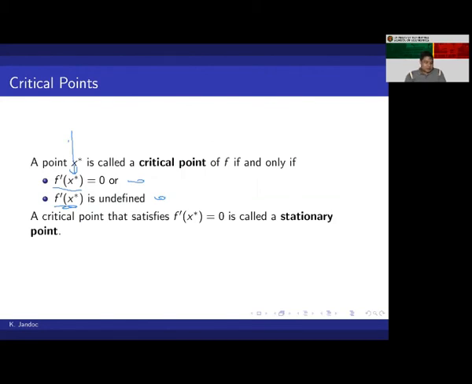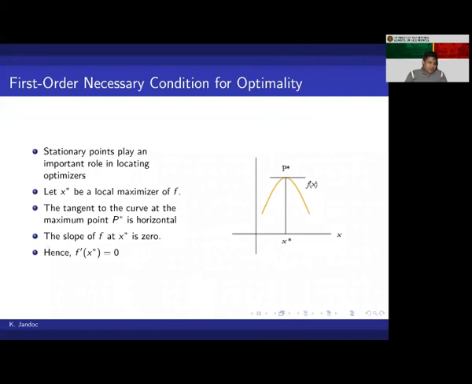Another name for a critical point that satisfies the first condition, where the derivative is equal to 0 at point x star, is a stationary point. So whenever f prime of x star equals 0, x star is also called a stationary point. Whenever you have stationary points, those are candidates for being optimizers.